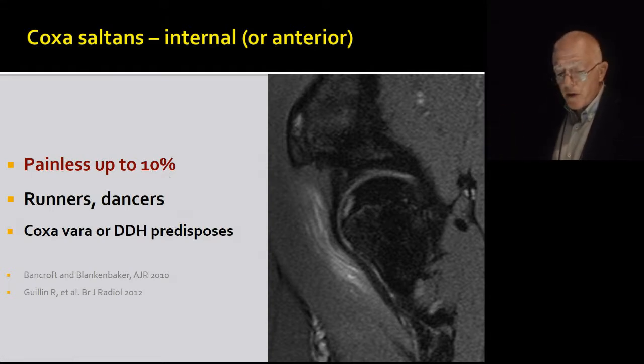It's seen mostly in runners and dancers, and here we see the typical finding with abnormal edema in the course of the iliopsoas tendon, which occasionally can be related to labral tear or bone marrow edema, as we see here.